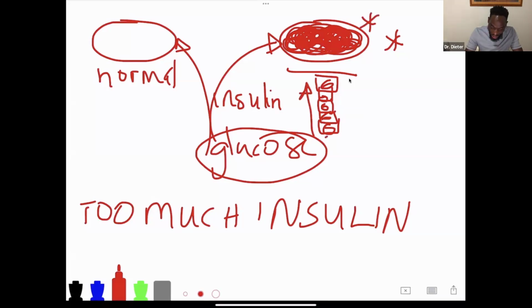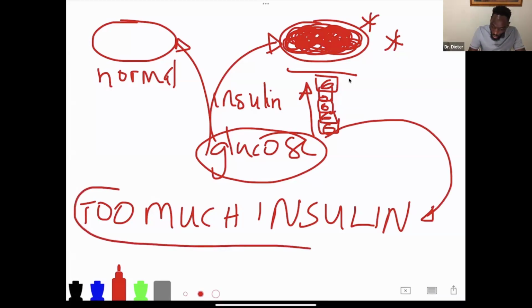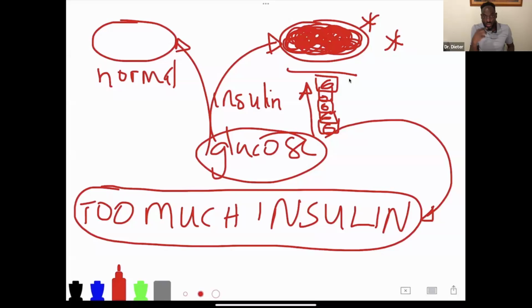There is a text message sent to the pancreas. Hey, pancreas, the glucose concentration is too high. We need more insulin to be able to force that glucose into the blood. It now causes the pancreas to produce too much insulin, and too much insulin is no bueno. Remember, I described insulin like the CEO of the body that dictates the smooth structure and functioning of the body.